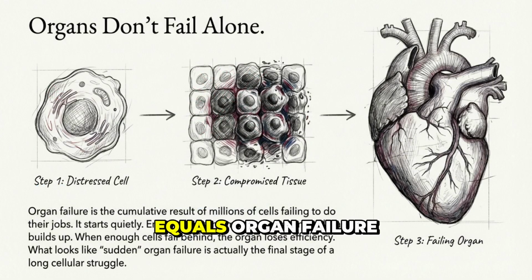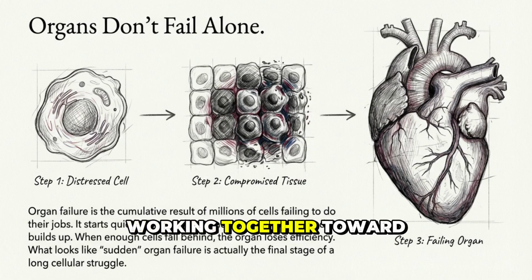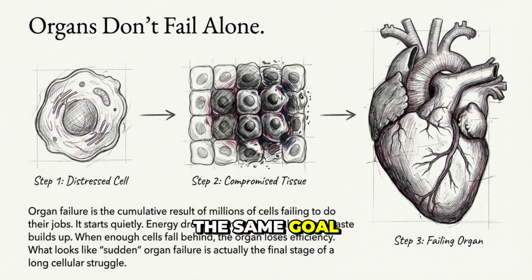Why cell failure equals organ failure. Organs don't fail on their own. They fail because the cells that make them up can no longer do their jobs. Every organ in the body is built from millions of cells working together toward the same goal. When enough of those cells begin to fail, the organ follows.